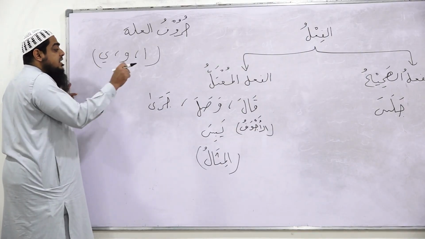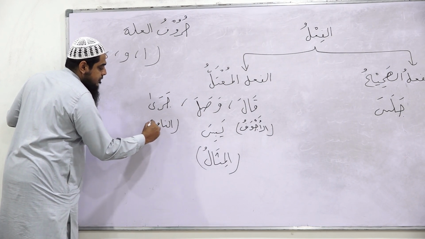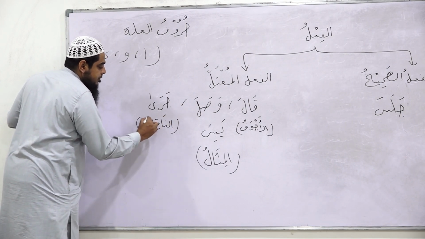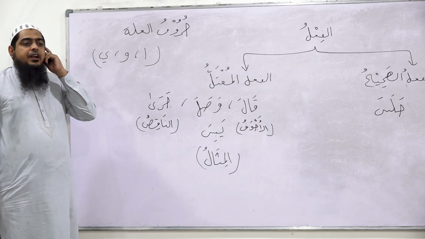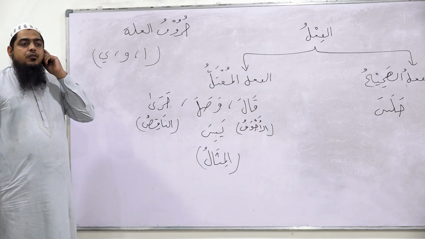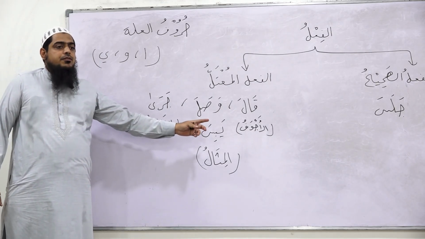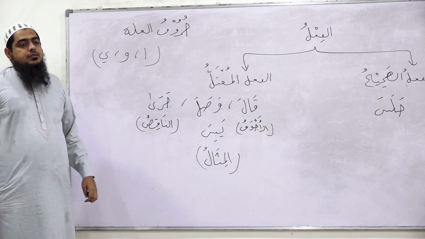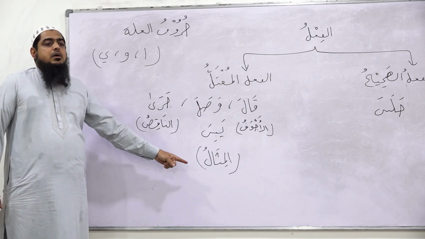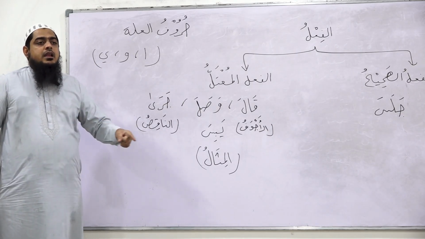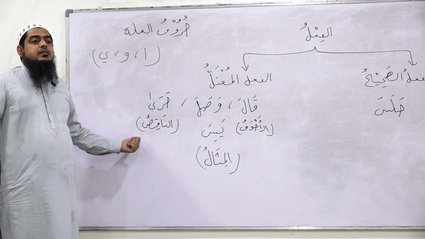If harful illah is in lamul kalima, they say an-naqis. So how many varieties now? Al-fi'l al-mu'tal has how many varieties? Al-mithal, al-ajwaf, an-naqis. If harful illah is in fa kalima, then it is al-mithal. If it is in ain kalima, then al-ajwaf. If it is in lam kalima, then it is naqis.